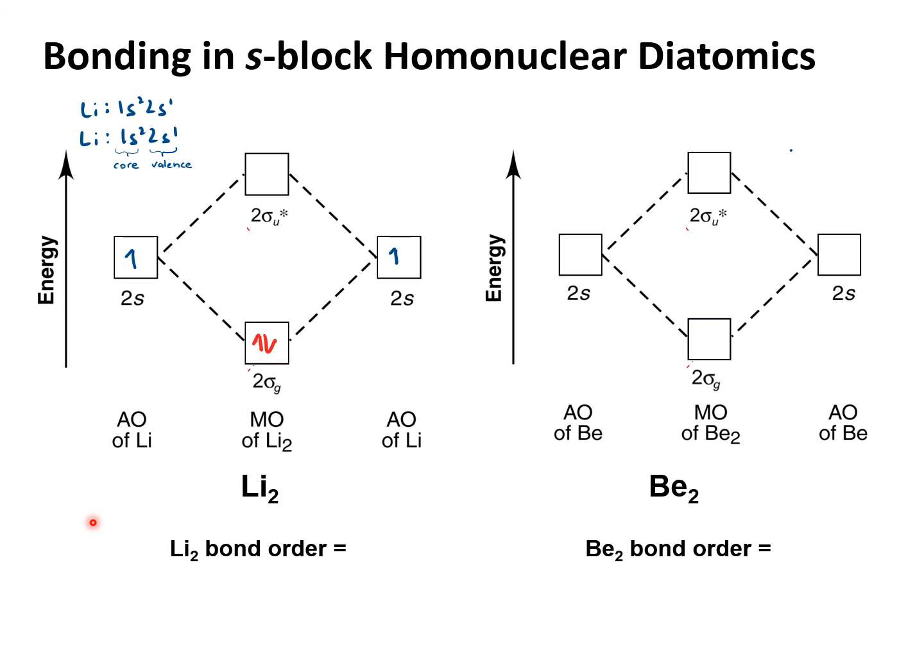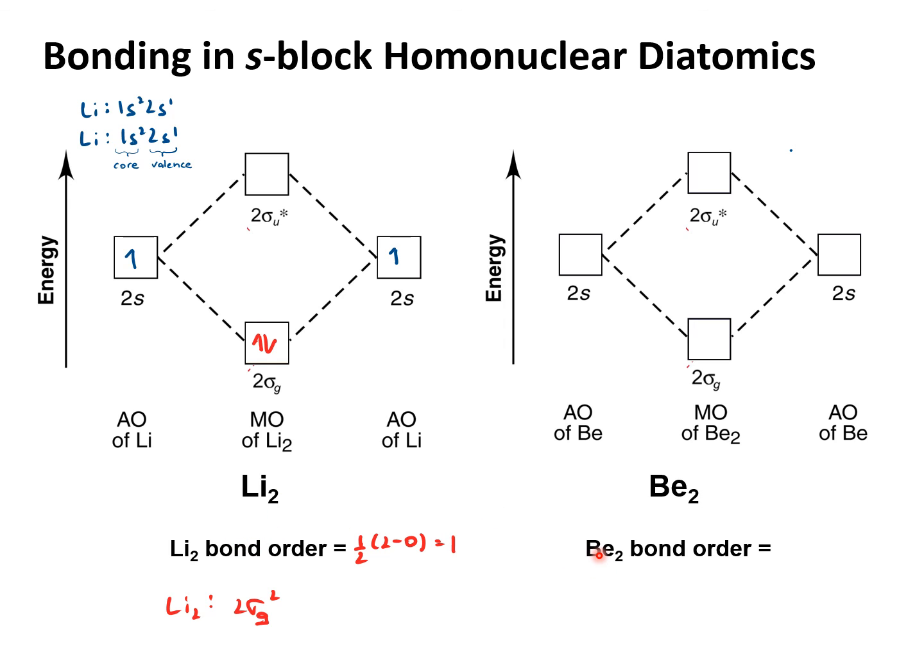The electron configuration for Li2 for the valence electrons is therefore (2 sigma g)2, indicating that there are 2 electrons in the 2 sigma g bonding molecular orbital. And as we see in the MO diagram, we have 2 electrons in the 2 sigma g bonding MO. The bond order we can also calculate as 1/2 times 2, which represents the 2 electrons in the 2 sigma g bonding MO, minus 0, as there are 0 electrons in the 2 sigma u star antibonding MO. So this gives us a bond order of 1 for Li2.